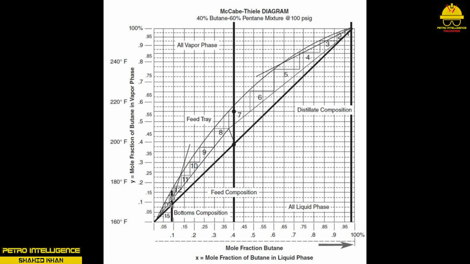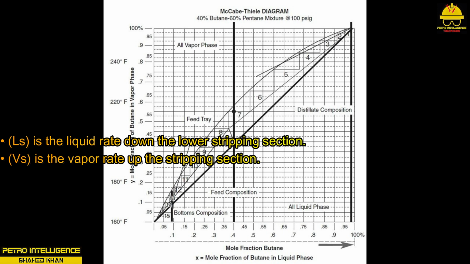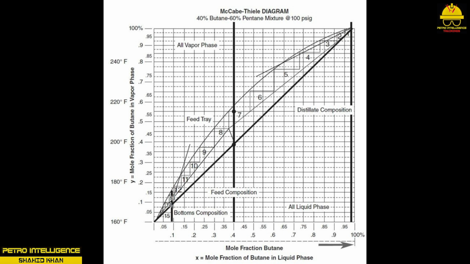The calculation for identifying the operating line for the lower stripping section utilizes the mole fraction of the desired bottoms composition. A vertical line is drawn through the target and a line of slope Ls/Vs is sketched. Ls is the liquid rate down the lower stripping section. Vs is the vapor rate up the stripping section. McCabe-Thiele assumes that the vapor above and the liquid resting on the tray are in a state of equilibrium.